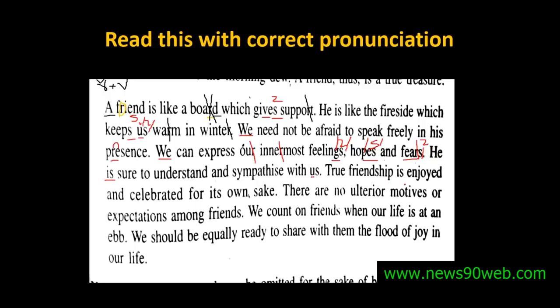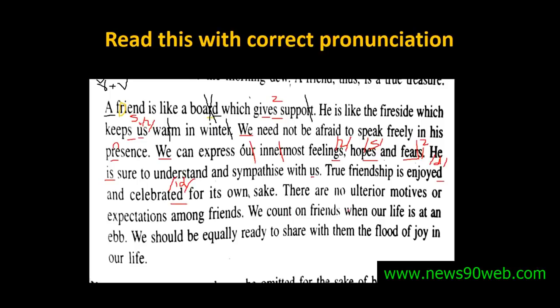True friendship is enjoyed. Here ed is pronounced as d, a d consonant here, and celebrated. True friendship is enjoyed and celebrated for its own sake. Celebrated. Here ted is pronounced as... not celebrated, it is celebrated. True friendship is enjoyed and celebrated for its own sake.